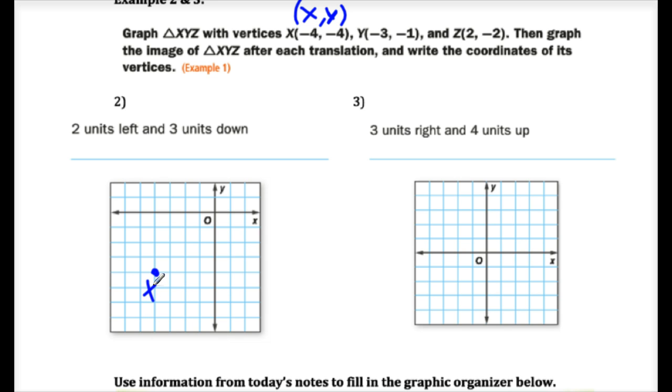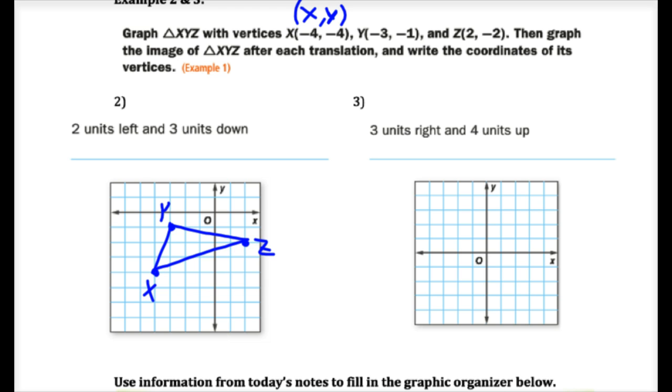Okay, Y is going to be at negative 3, negative 1. Left 3, down 1. That's point Y. And then Z is at 2, negative 2. Go back to the origin. Right 2, down 2. And that's Z. Everybody draw a triangle, guys, and it should be in the same exact spot I have mine. You guys all good? Yeah.